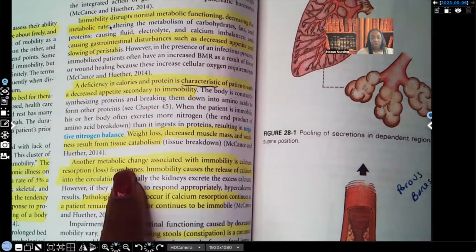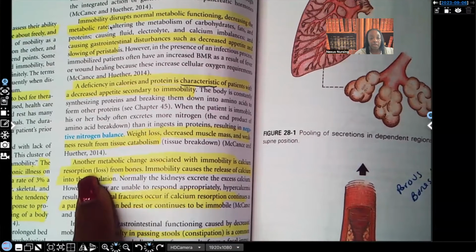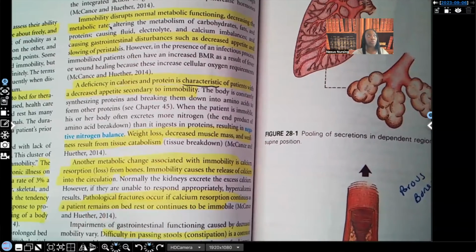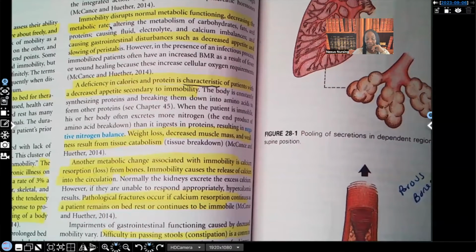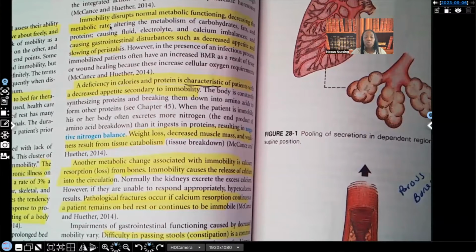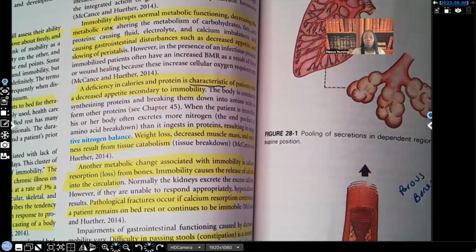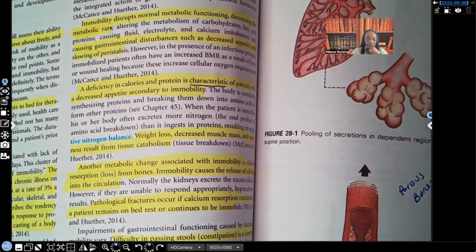Another metabolic change associated with immobility is calcium resorption from the bones. Be very careful, guys. When you're reading, one letter will make the world of a difference. Resorption and reabsorption are two different things. When we see resorption, that's breakdown. So calcium resorption, the patient's losing calcium. When we see reabsorption, right, the patient's taking that calcium back. Their calcium will increase. So be very careful when you're reading. Another metabolic change that we see in that patient with immobility is calcium resorption, calcium loss.